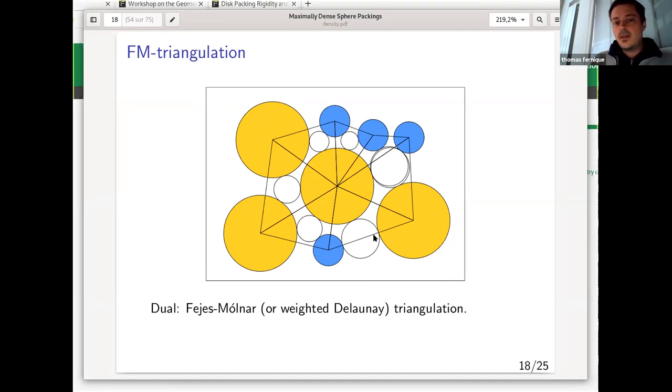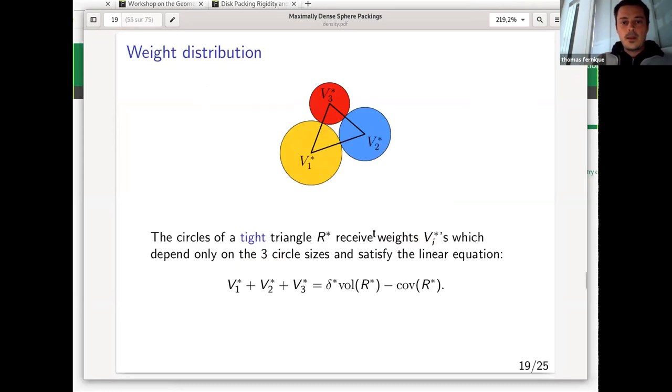To make it clear, it's just a Delaunay triangulation, but which corresponds to cases where you have disks of different sizes. So now, more interesting is the weight distribution.